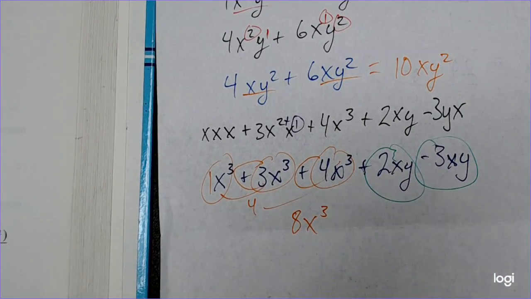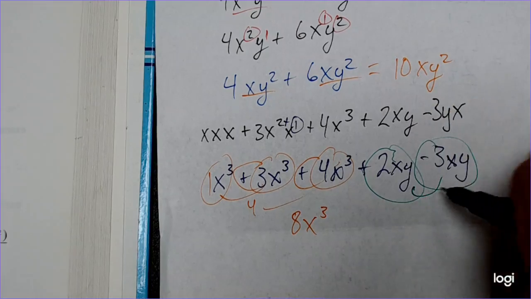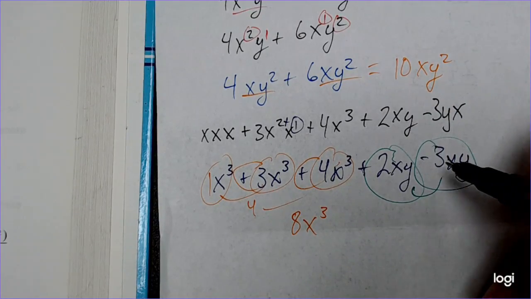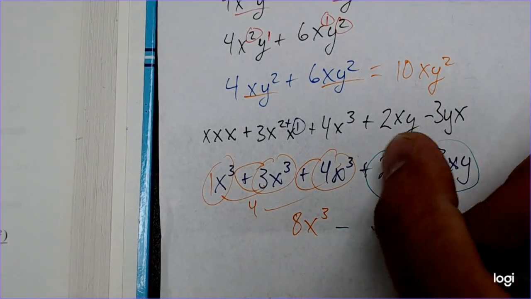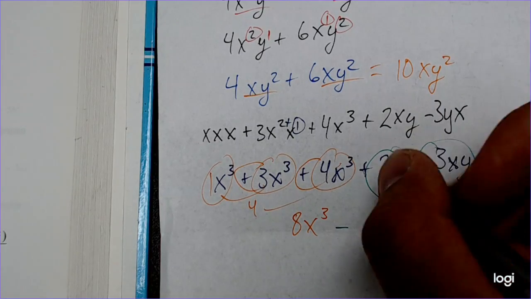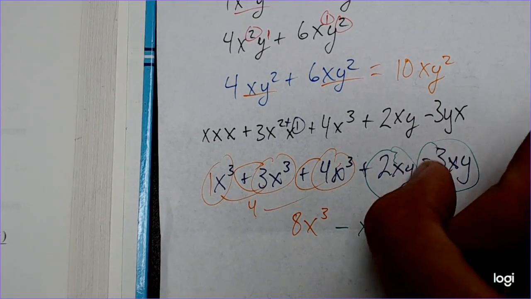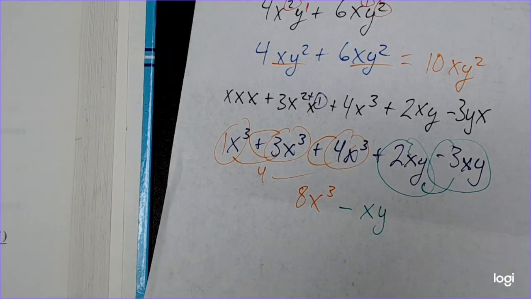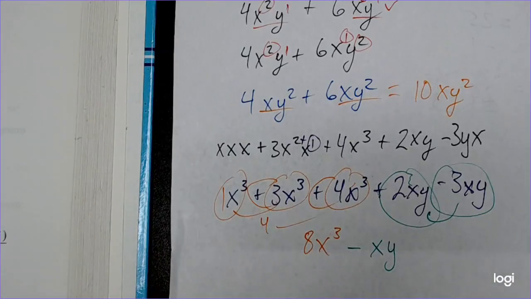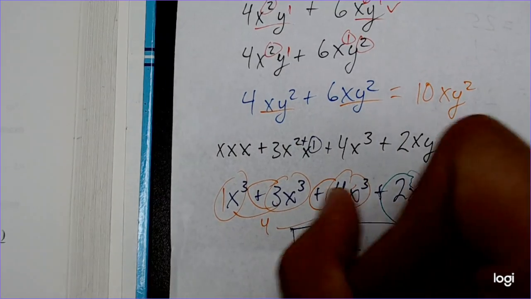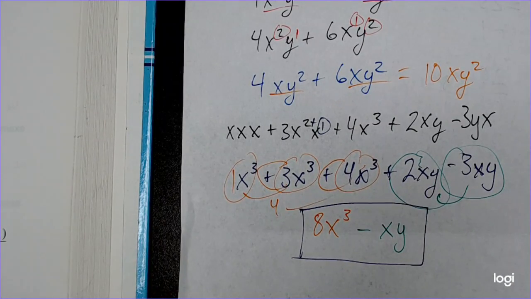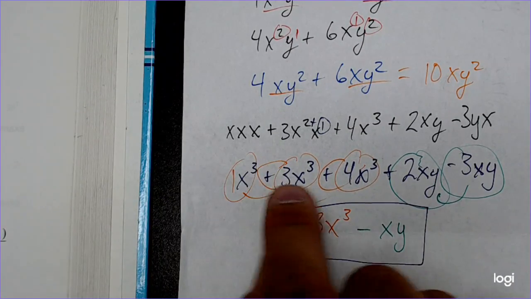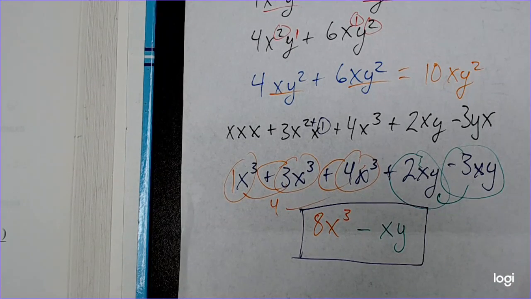Now I'm not done, I need to add the xy's. So 2 minus 3, positive 2 plus negative 3, that gives me negative 1xy. And I don't actually need to write that 1. I can just write negative xy, and that 1 can stay invisible. So my final answer is 8x cubed minus xy. Okay? So again, it's very, very important that when we solve these problems, we rewrite them first and then start adding like terms. That's it for this lesson. If you guys have any questions, let me know on the school website, and I will see you in class.